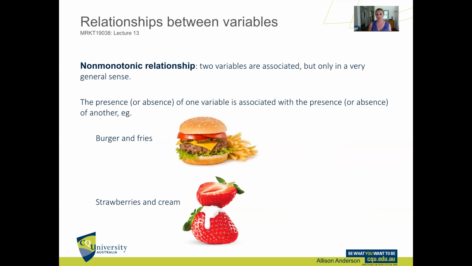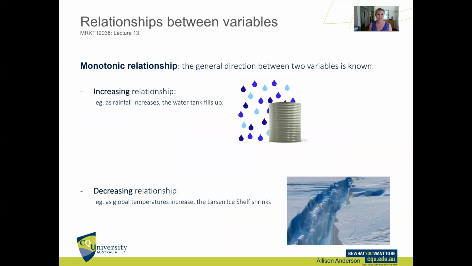Okay, strawberries and cream, same example. I like food examples, so hope that's okay. All right, a monotonic relationship is that you can actually understand the general direction between two variables. Okay, so there's an increasing relationship, for example, as rainfall increases, this water tank would fill up, or a decreasing relationship, for example, as global temperatures increase, the Larsen ice shelf in Antarctica will shrink. So you can see that there are two different types of relationships.